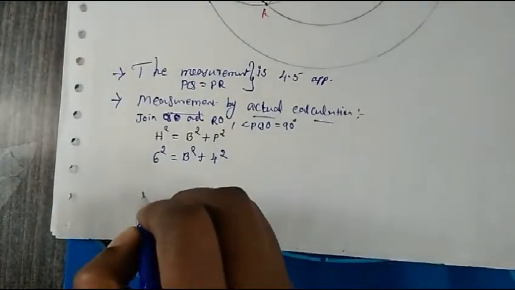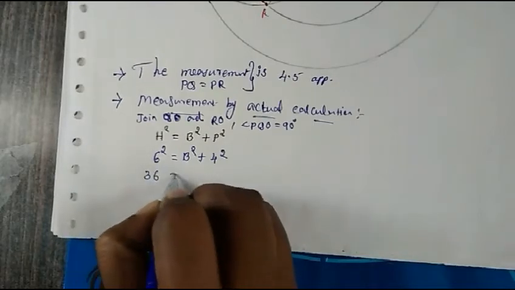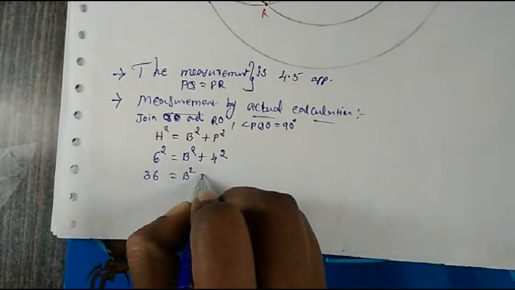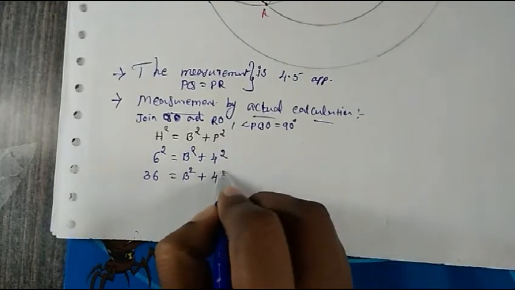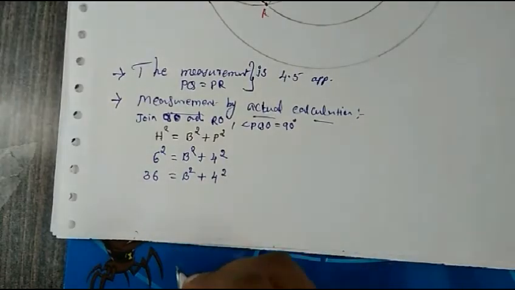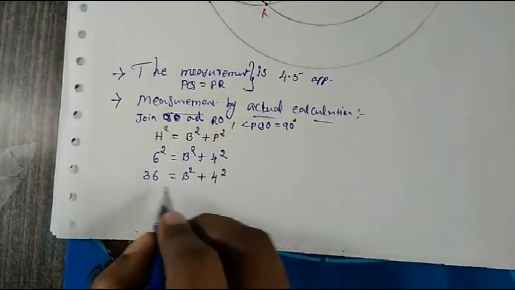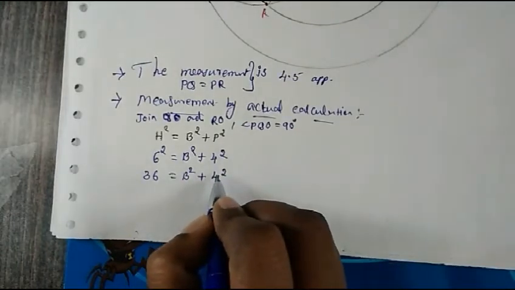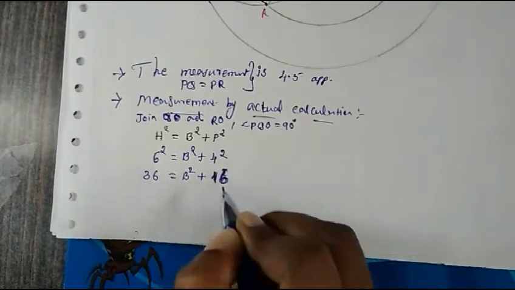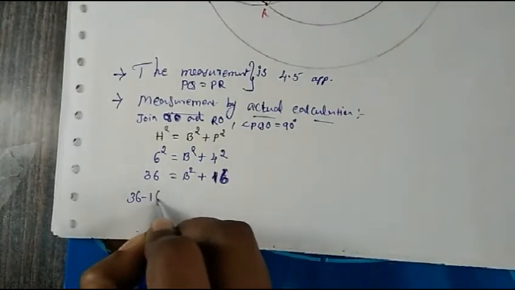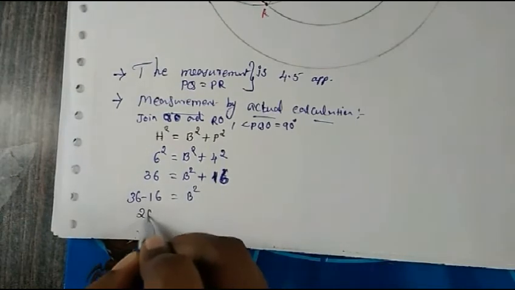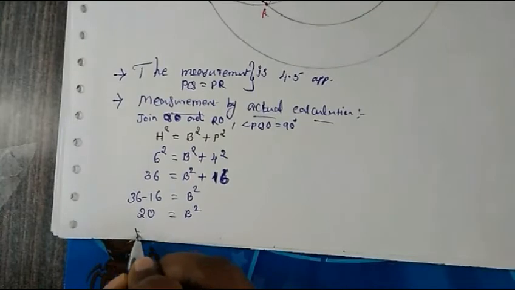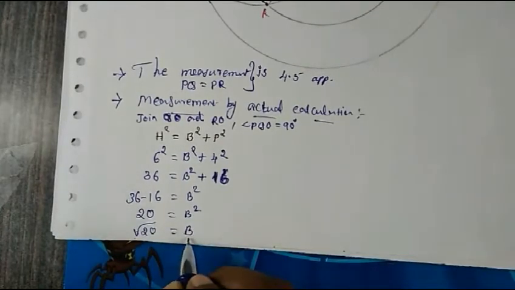So now 6 square is how much? 36. Base we don't know, we have to find out. And perpendicular is 4 square. Now 4 square is how much? 16. So bring this here, minus 16. So 36 minus 16 gives us 20. Square you bring to this side, so it will become under root. So base is square root of 20.